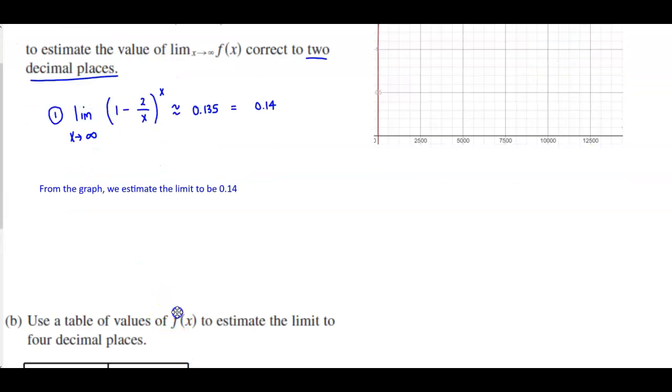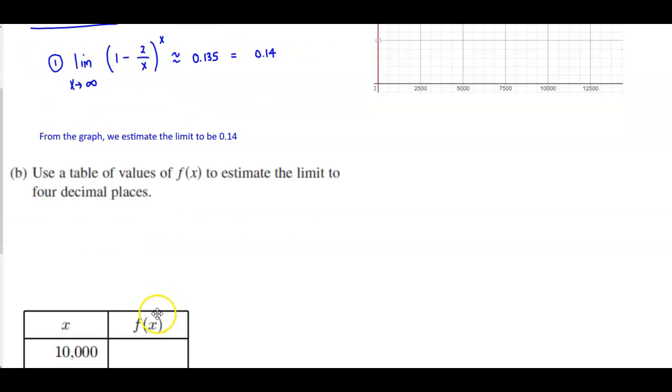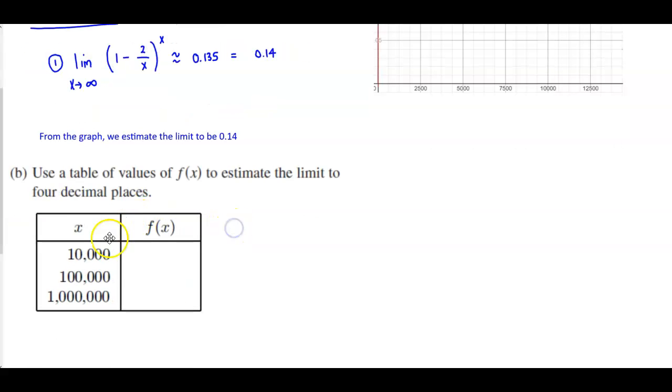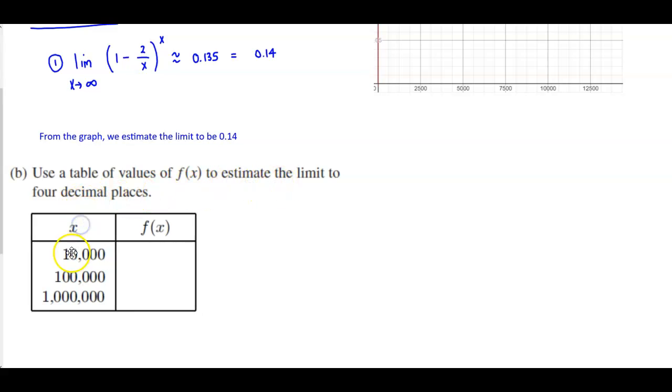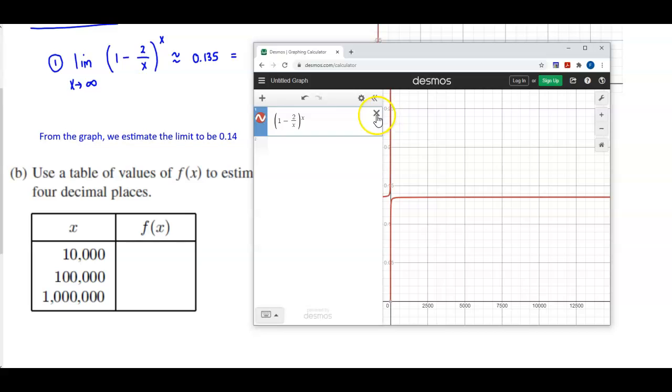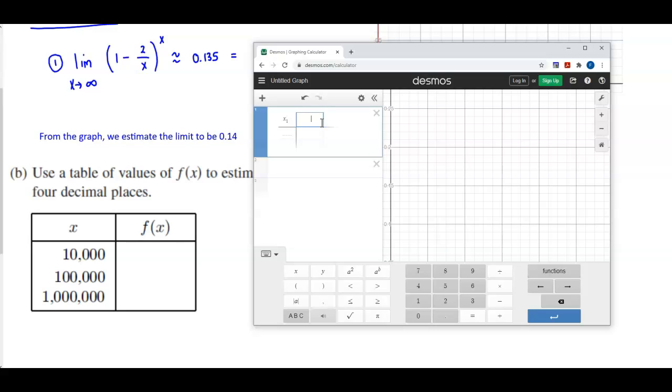Okay, now let's take a look at the second part here. So it says we want to use the table of values of f of x that's given here to estimate the limit to 4 decimal places. So we want to go to positive infinity, so we can go from 10,000, 100,000 to 1 million. So let's go ahead and create a table in Desmos. So we have our table, and then we're going to write our function here, and our function is going to be parentheses 1 minus 2 divided by x1 there, and then we're going to raise the exponent to x1.